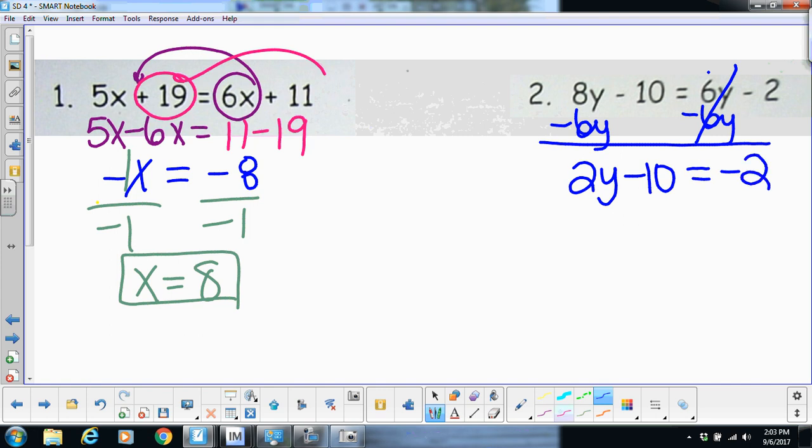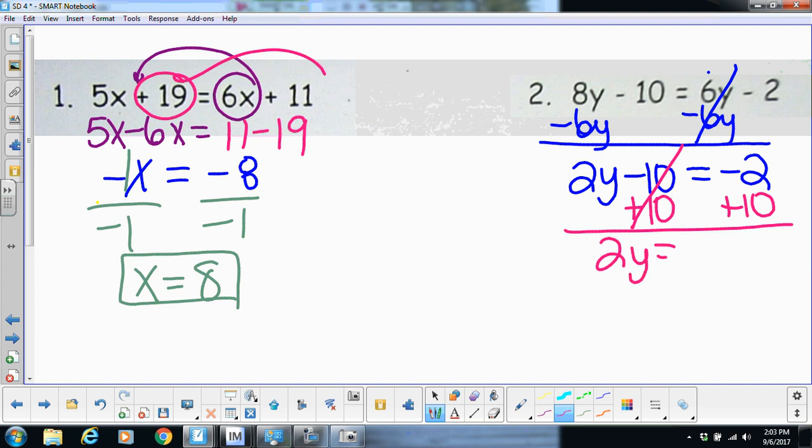Okay, the next thing I need to move is this negative 10. Well, the opposite of negative 10 is going to be to add 10. So now I'm left with 2y and positive 8. And then my last step would be to divide by 2, and y is going to equal 4.